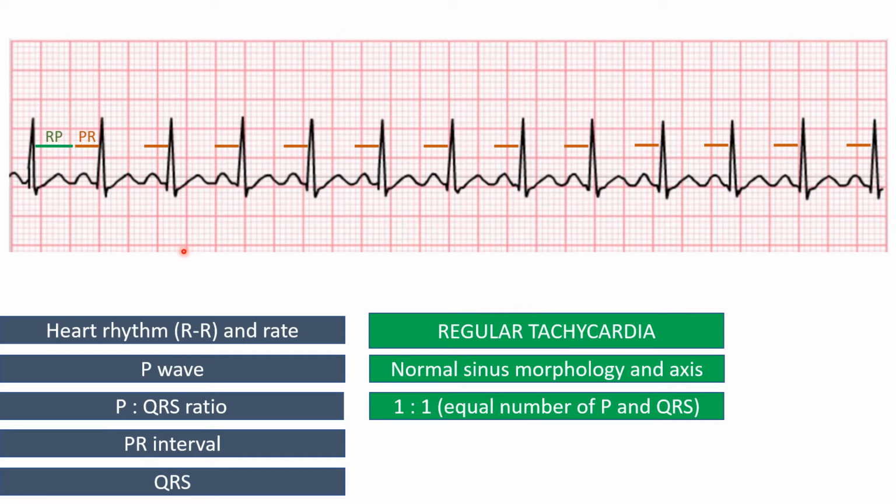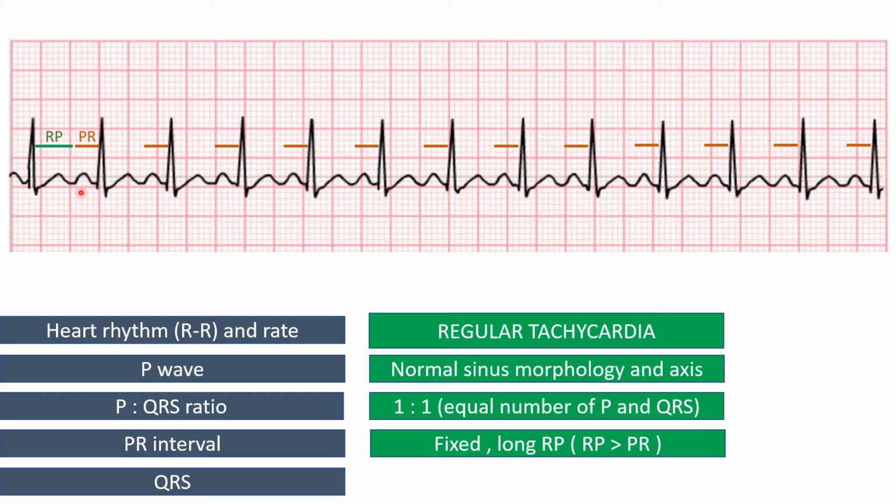Sinus tachycardia is at the head of long RP tachycardias, in which the P wave is closer to the following QRS complex than the preceding QRS complex. So this is normal for any sinus rhythm, the P wave is closer to the QRS complex coming after it. And this means that the PR interval here is fixed, and it's a long RP tachycardia in which the RP is longer than the PR, as you see in this diagram.